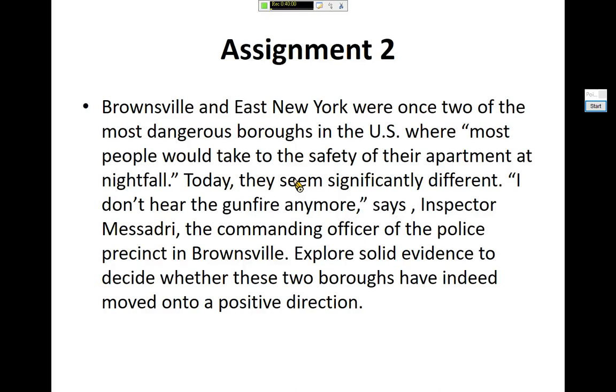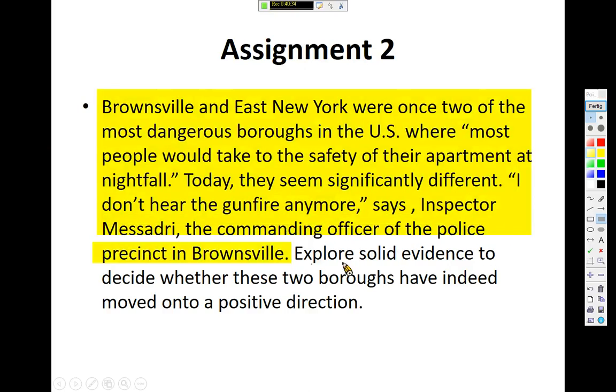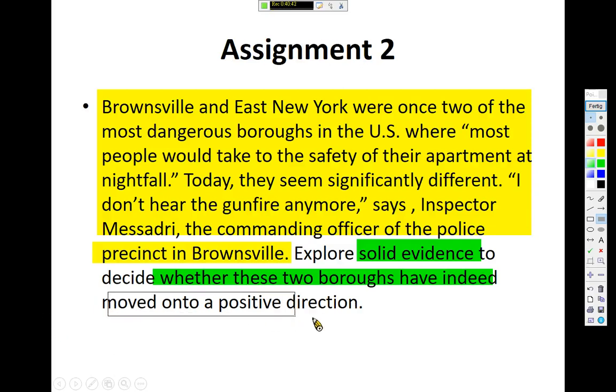Bronxville and East New York were once two of the most dangerous boroughs in the U.S., where most people would retreat to the safety of their apartment at nightfall. Today, they seem significantly different. You can see here, I don't hear any gunfire anymore, says Inspector Maserati, the commanding officer of the police precinct in Bronxville. Okay, this is the background information, right? So here is the assignment for you. I want you to explore solid evidence to decide whether these two boroughs have indeed moved in a positive direction.